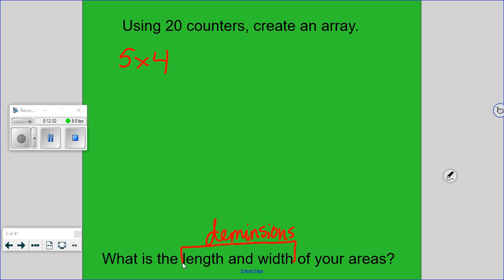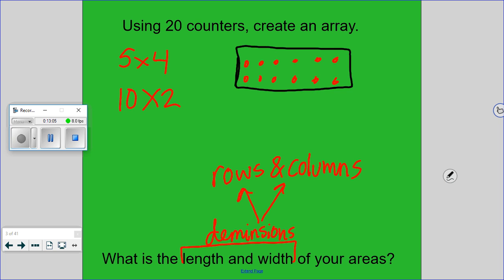Grayson. 10 by 2. Good. Could have made a 10 by 2. That uses all of our counters. That make sense? Yeah. So my dimensions are just the rows and columns. In your notebook, I want you to write dimensions and then point to rows and columns, because that's what that's talking about. So you've made a 2 by 6 with your counters.